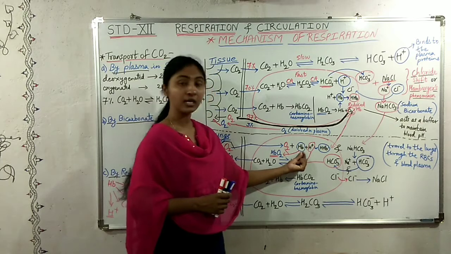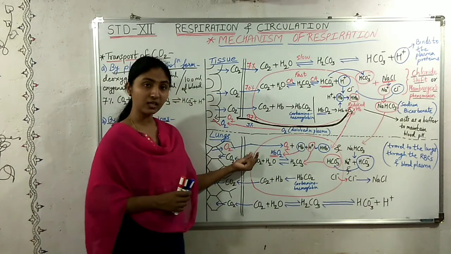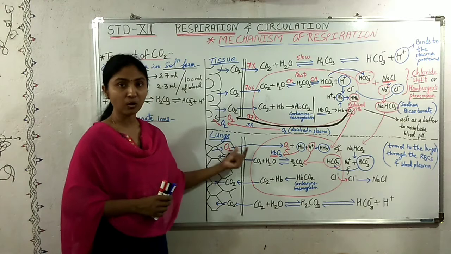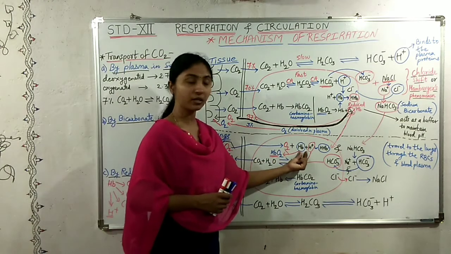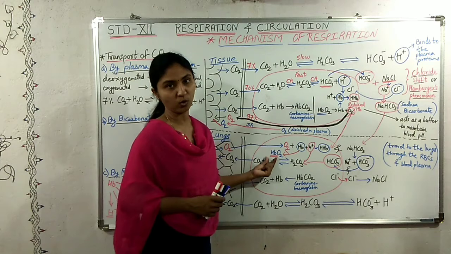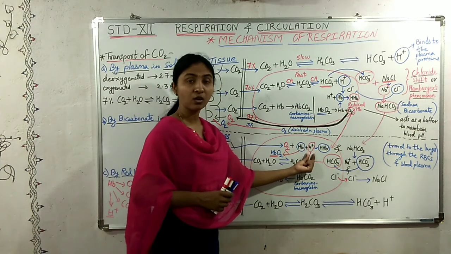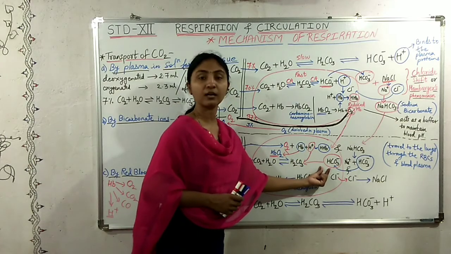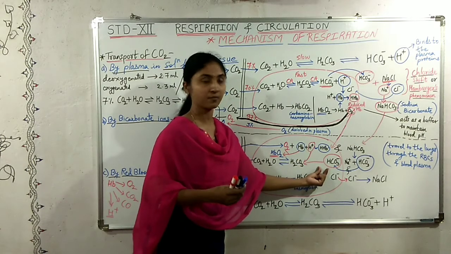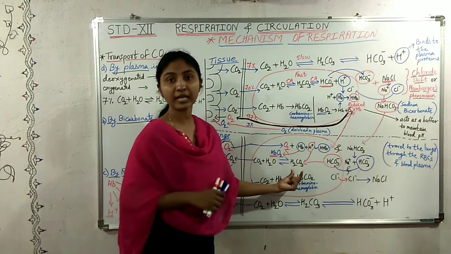This hemoglobin combines with the oxygen which is given out by the lungs. Lungs give out oxygen, right? So this oxygen combines with the hemoglobin to form oxyhemoglobin. So hydrogen ions are remaining. What now? This hydrogen ion and these bicarbonate ions combine together again to form carbonic acid.